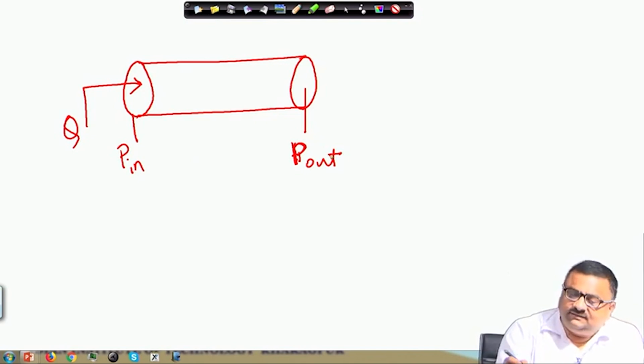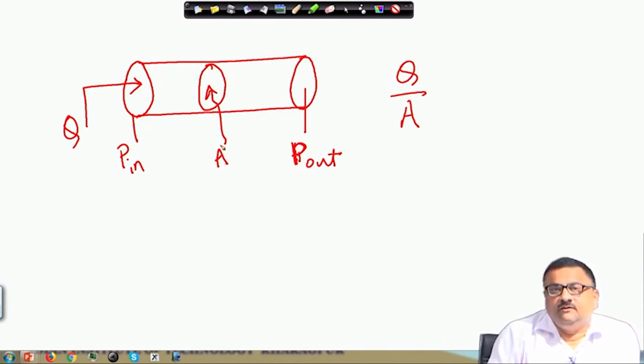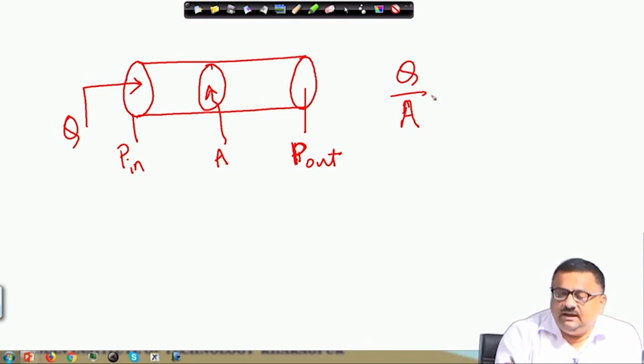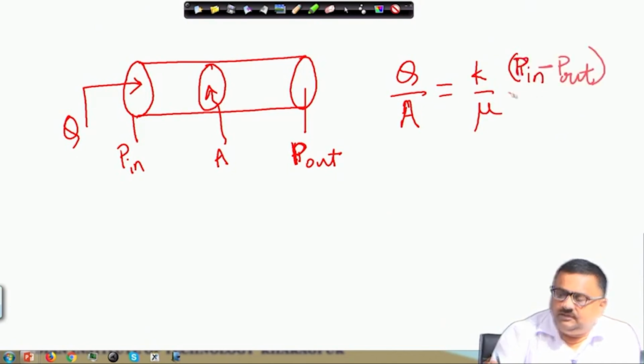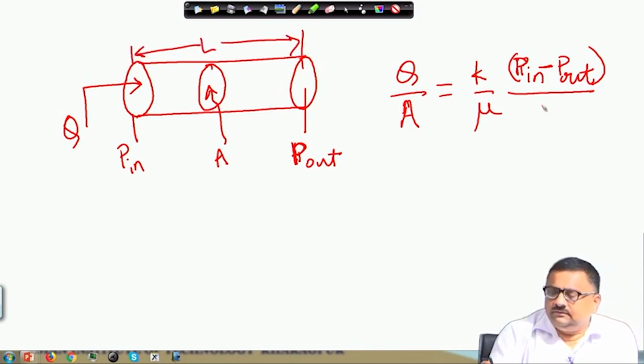So, we said that Q divided by the cross sectional area A, this is the overall cross sectional area A, is equal to K divided by mu, times P in minus P out divided by L, where the length of the bed is L.